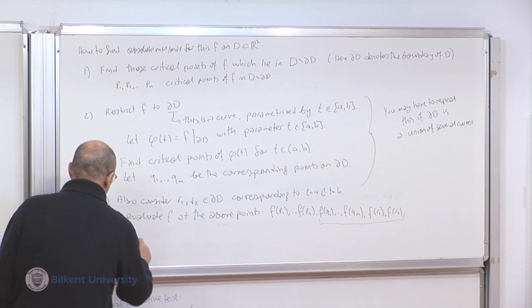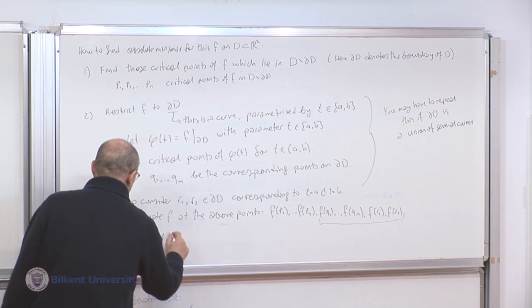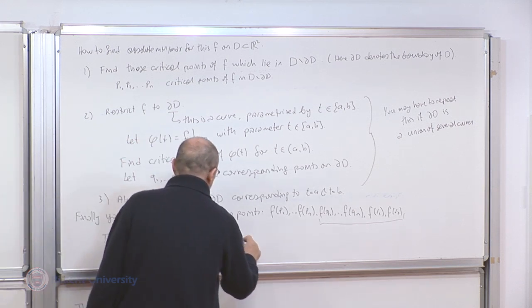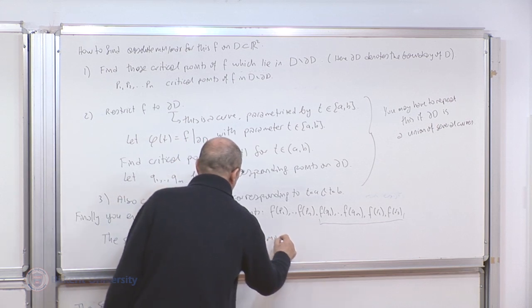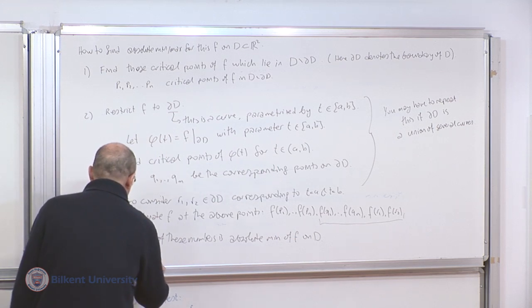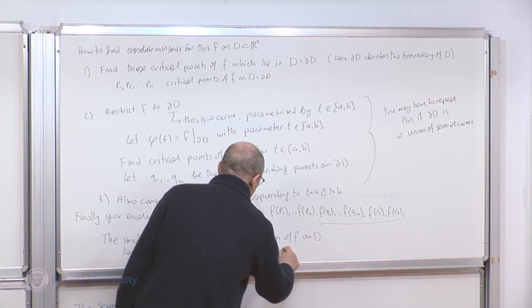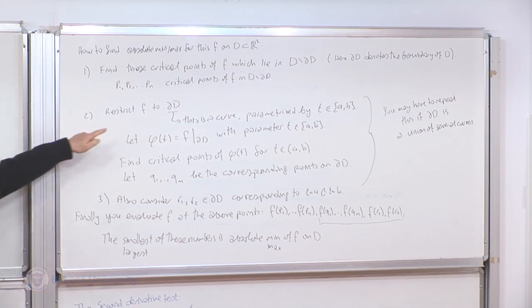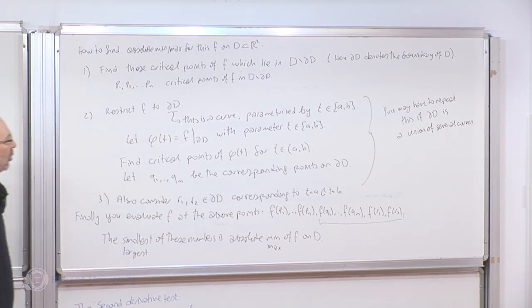The smallest of these numbers is the absolute minimum of f on D, and the largest of these numbers is the absolute maximum of f on D. Okay, so that's the procedure. So you see that now we totally understand how this works, why it works. It's just that now it takes a long time to go over all of these things, in particular when the boundary of D is a union of several curves.